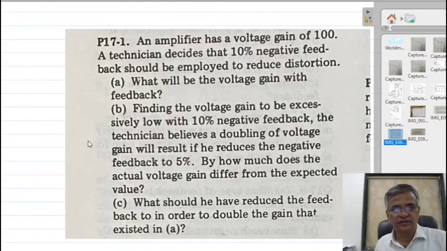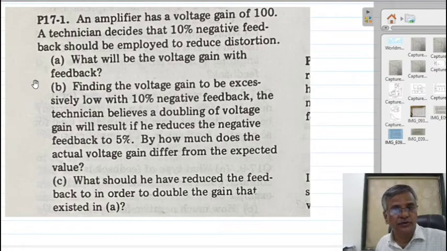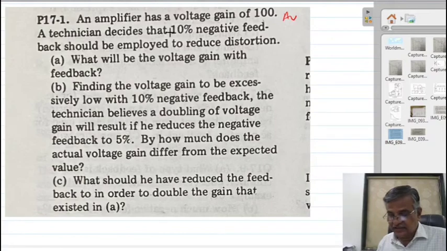Let us discuss this numerical. Since it's a very important numerical, you have to understand. See here, what is the data they have given and what they are asking you. I am reading the question. An amplifier has a voltage gain AV is equal to 100. A technician decides that 10% negative feedback should be employed to reduce the distortion.